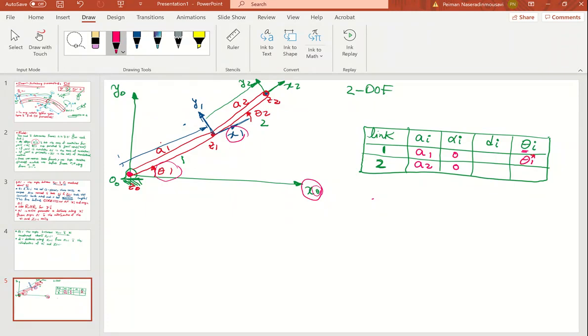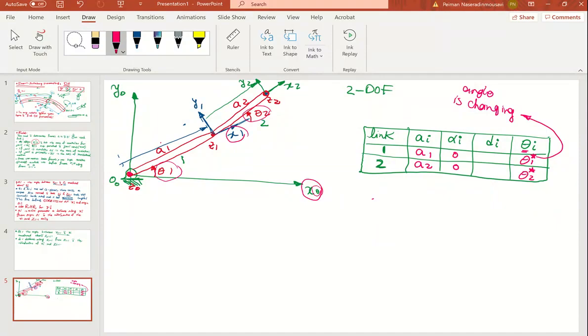But I'm putting a star on top of that. Why? Because when the robot moves, this changes. This star means this angle is changing. Now, the angle between x1 and x2 measured with respect to z1 is how much? Yes, theta 2. Theta 2 star means it's changing. That's right.